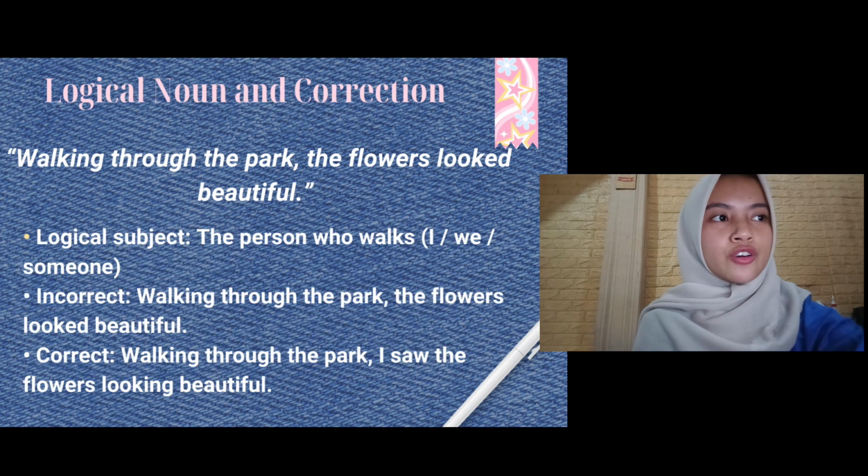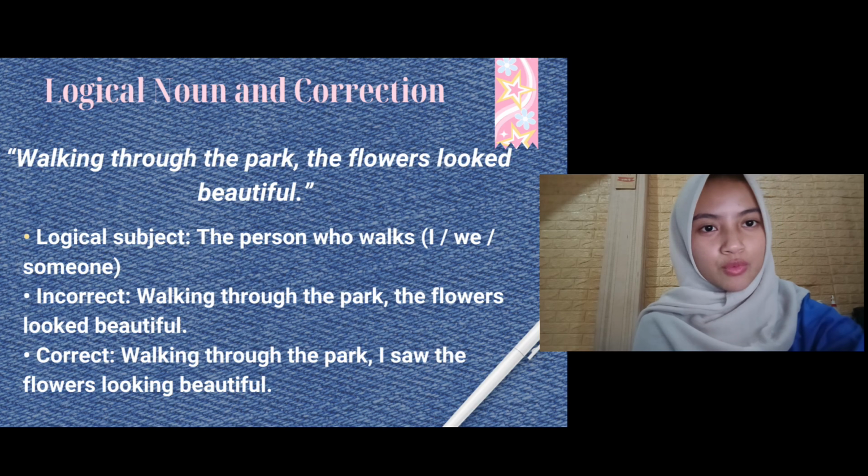The logical noun and correction. The logical subject is the person who walks: I, we, or someone. The incorrect version is "Walking through the park, the flowers look beautiful." The correct one is "Walking through the park, I saw the flowers looking beautiful."